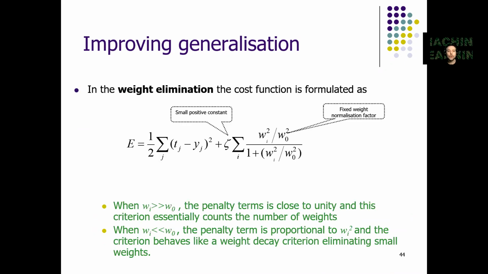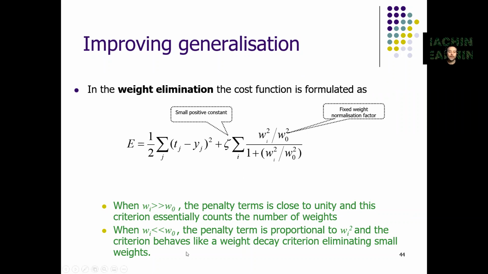There's another idea called weight elimination. Again, it's a penalty term. It's slightly different from the previous one. It takes into account W0, which is a fixed weight. It's like a normalization factor. So you can have a value which is, again, I don't know, 1. They recommend it in practice. So for a value of 1, if Wi is much, much bigger, then the penalty goes close to unity. And basically, this kind of penalty counts the number of weights.